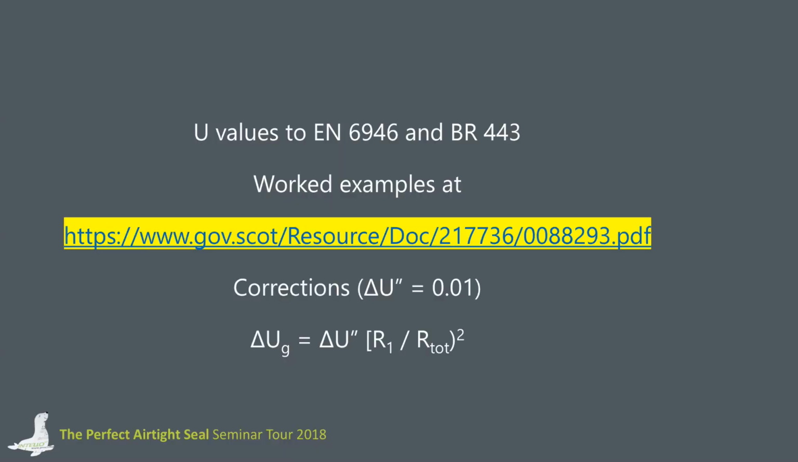There is good resources in the Scottish regulatory guidance, actually, in general, but in particular they have worked examples of U values, which is quite informative if you want to understand what is an upper limit, what's a lower limit, etc. There are corrections that should be made for gaps and cracks in constructions, which you should see in U-value calculations more often than you actually do, but they are there in the calculation method.